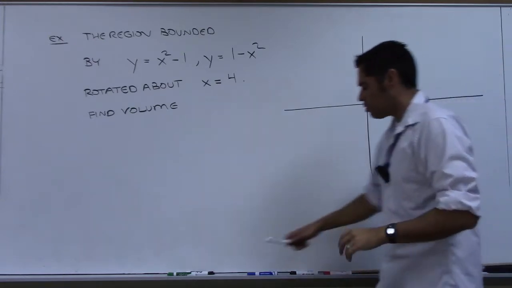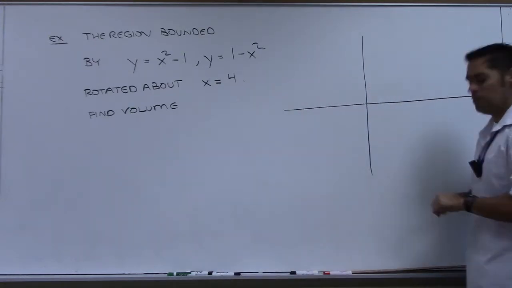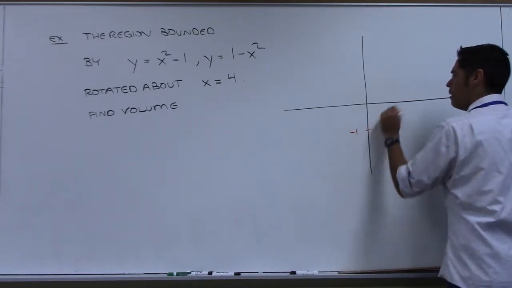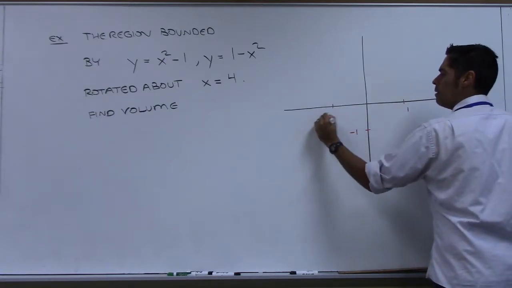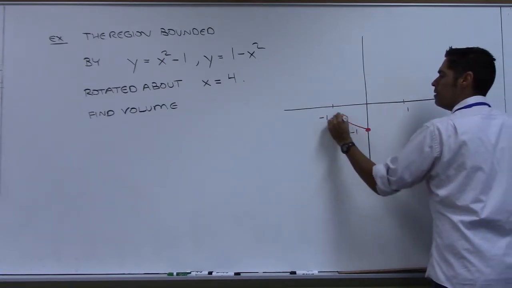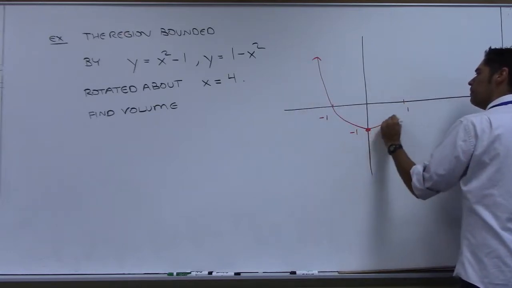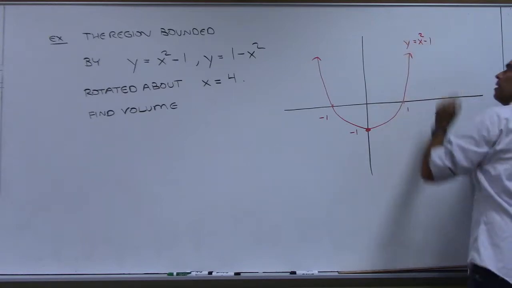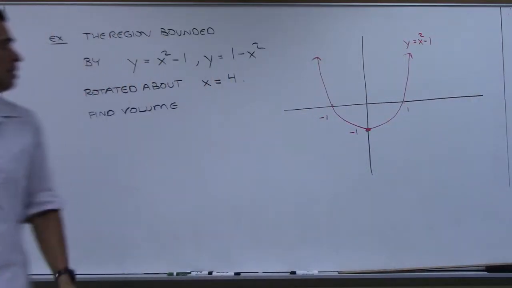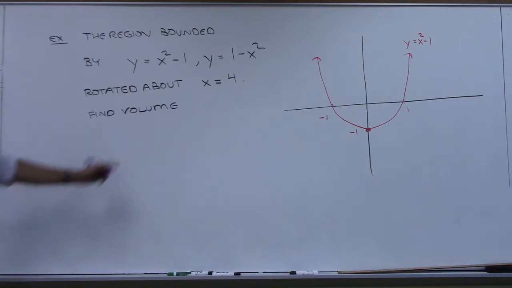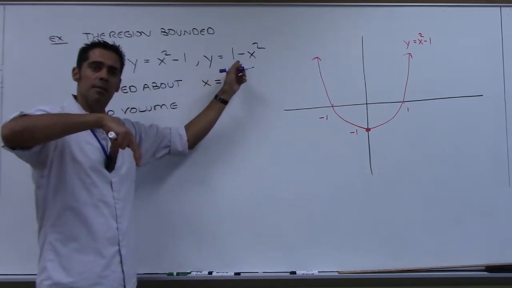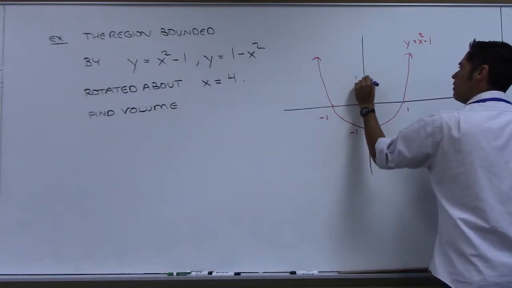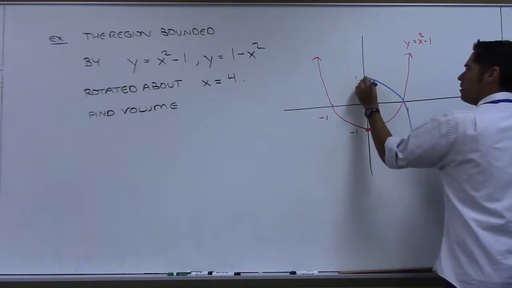And I'll go quickly through the drawing because I'm hoping you all know how to graph those two. x squared minus 1. This parabola opens up. It's been moved down 1. That's y equals x squared minus 1. Agreed? All right. And then 1 minus x squared is a parabola. It's opening down, but it's been moved up 1, and so it's kind of like the reflection of that, isn't it? Over the x-axis. It's this.